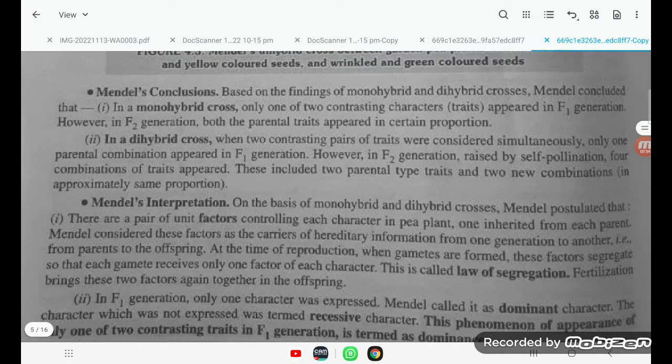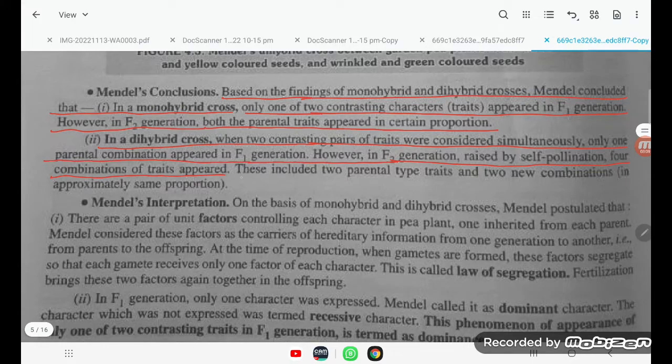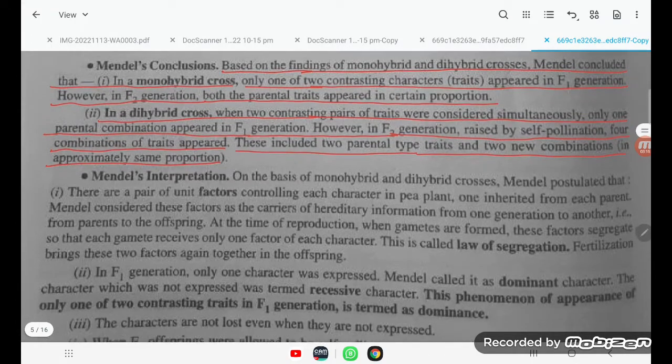Now students, you see the conclusion. Based on the findings of monohybrid and dihybrid crosses, Mendel concluded that in a monohybrid cross only one of the two contrasting traits appears in the F1 generation. However, in the F2 generation, both the parental traits appear in certain proportion. In a dihybrid cross, when two contrasting pairs of traits were considered simultaneously, only one parental combination appeared in the F1 generation. However, in the F2 generation raised by self-pollination, four combinations of traits appear. These include two parental traits and two new combinations in approximately the same proportion.